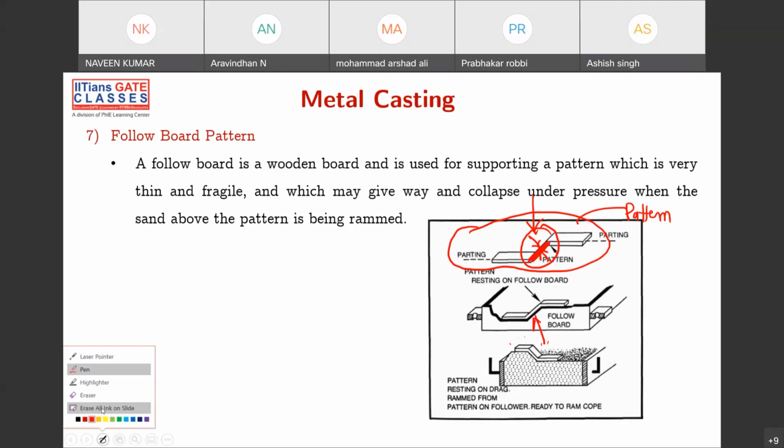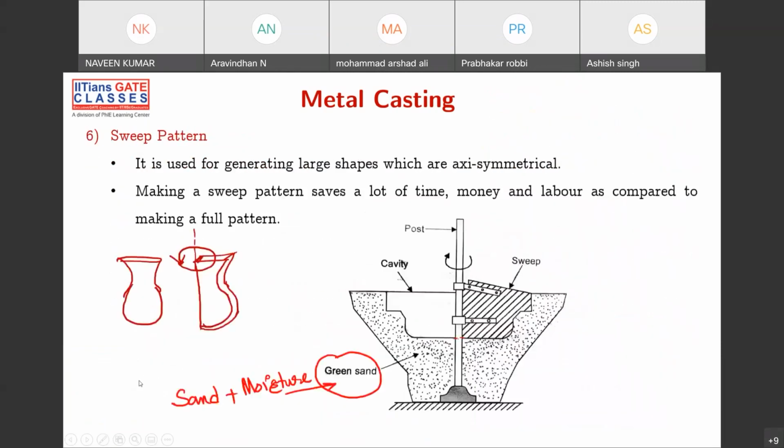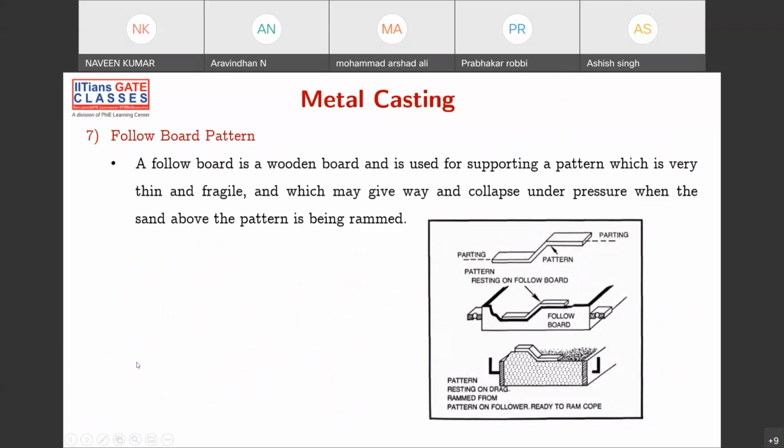And I also didn't see this till now. I've seen all these other patterns. I've been to so many manufacturing units, but till now I didn't see this pattern, but hopefully somebody is using it.